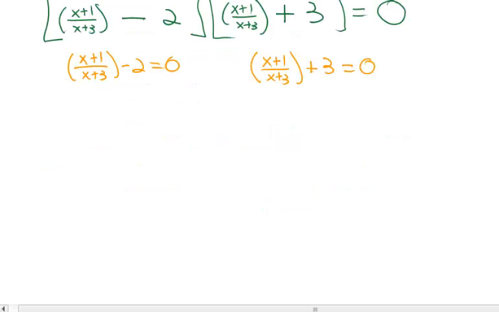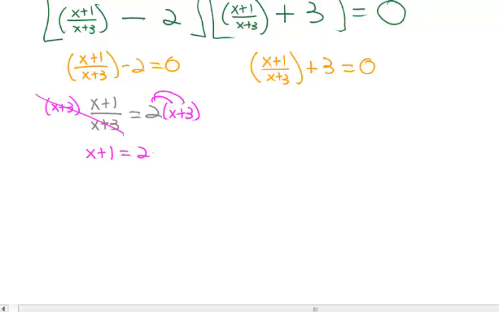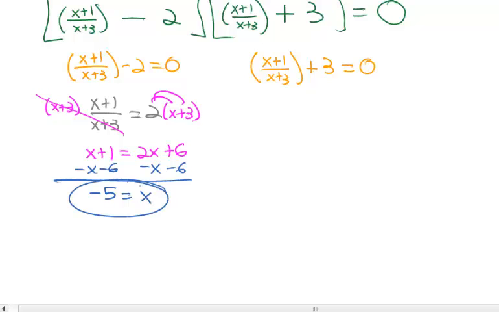Solving is going to take a little bit more work here, but we can do that. Add 2 to the first one to get x plus 1 over x plus 3 equals 2. And now that the fraction is alone, we can clear the fraction by multiplying both sides by x plus 3. Leaving behind x plus 1 equals, distribute the 2, 2x plus 6. Subtract x from both sides and subtract 6 from both sides. We get negative 5 equals 1x for our first solution.